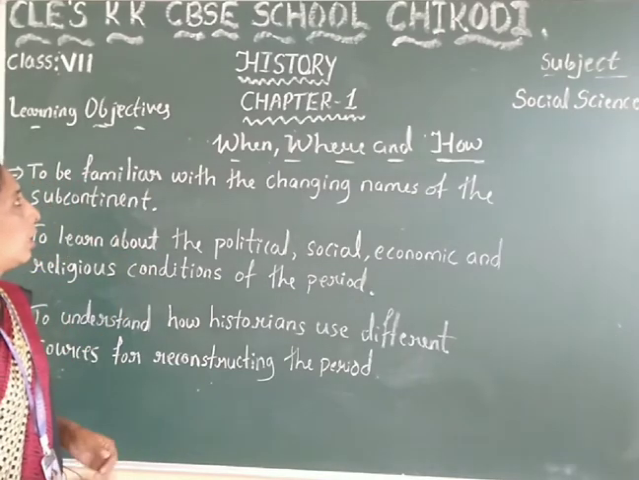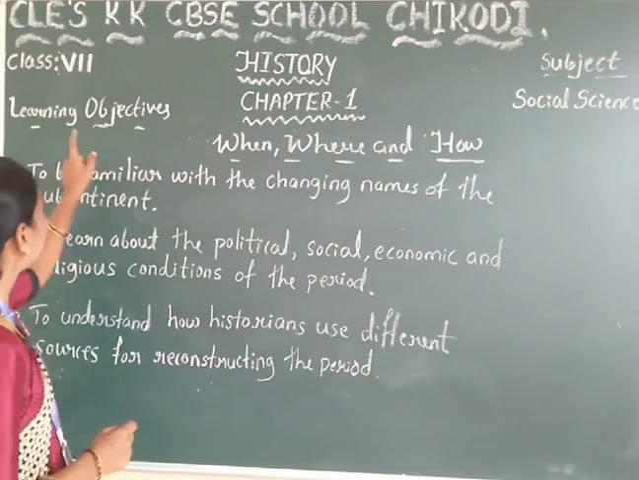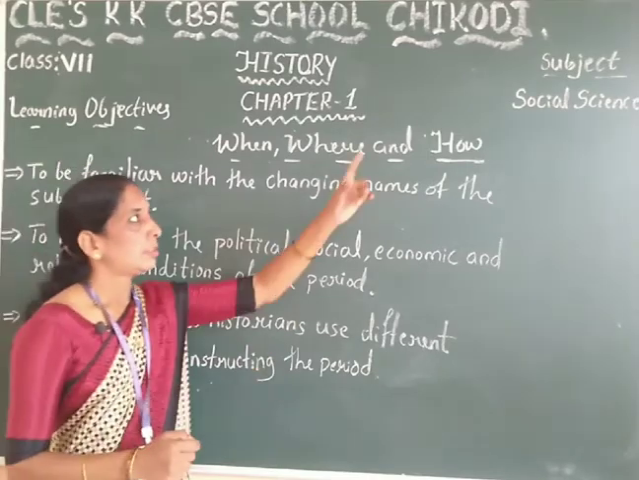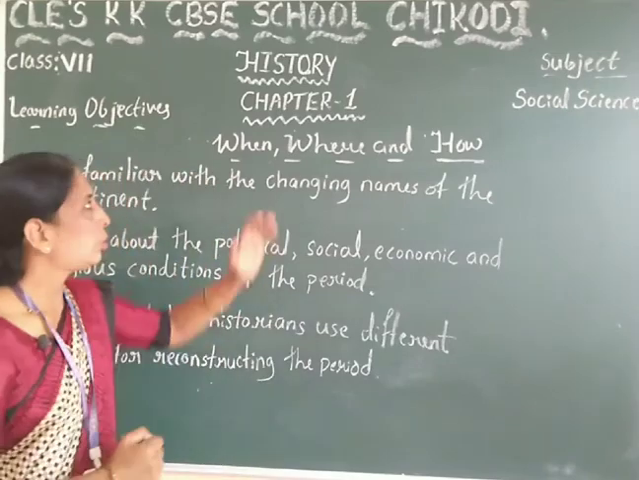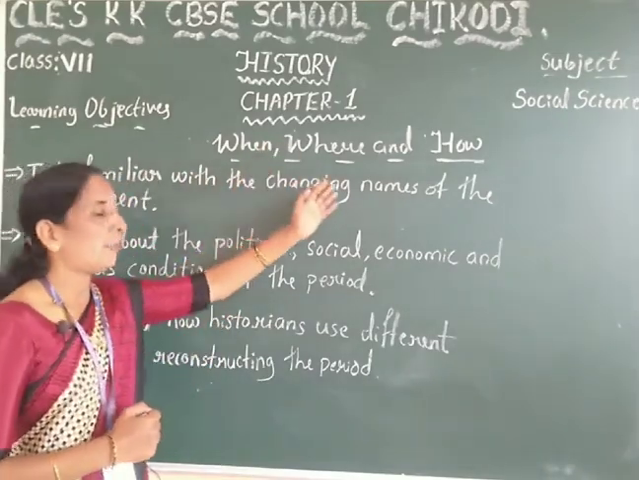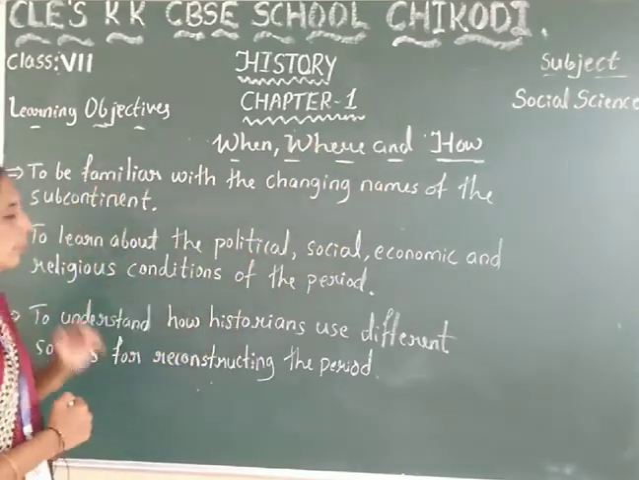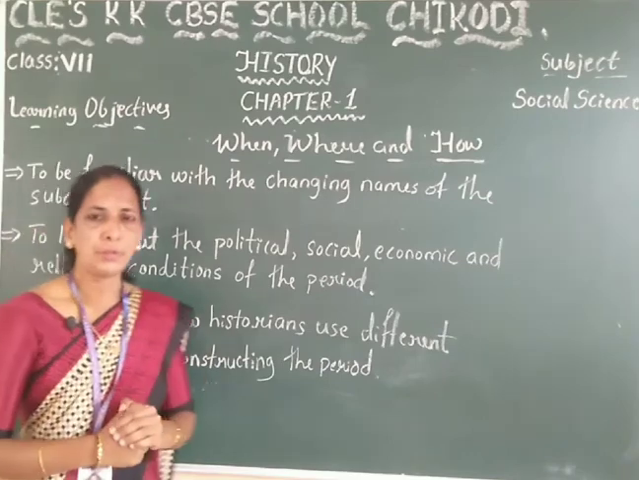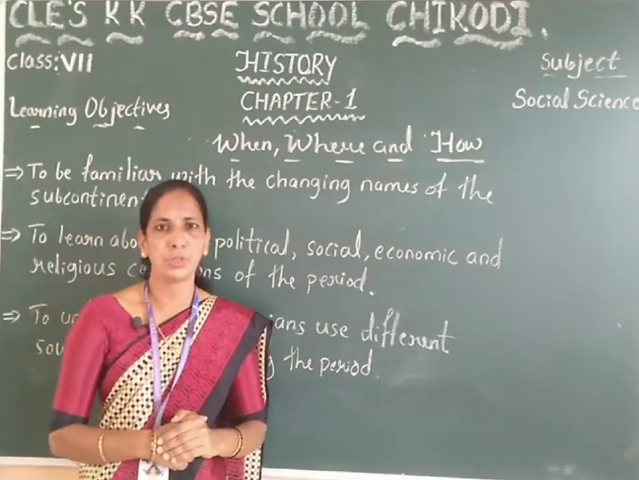We are learning about today's class, History for class 7, subject Social Science. It's chapter number 1, When, Where and How. See here, in this chapter, we are going to learn some objectives.